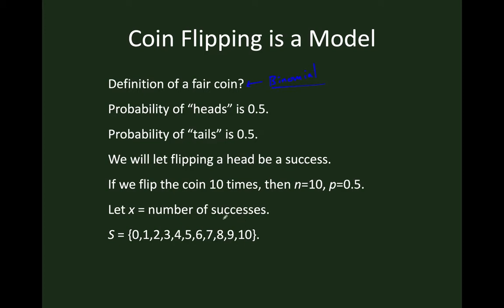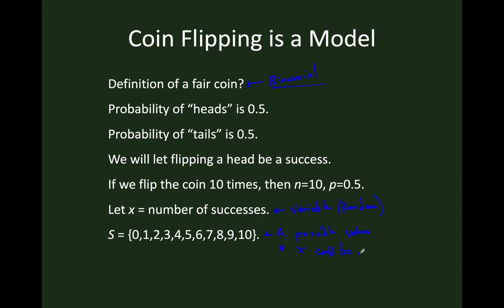And now notice we have our variable. X is the number of successes. And that variable has a sample space. Actually, in statistics we call this a random variable, because the values that variable will take on are random events. And the sample space here is all possible values for X, or we could think about it as all possible values X could be.